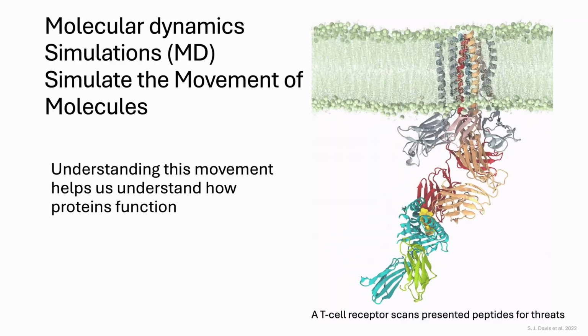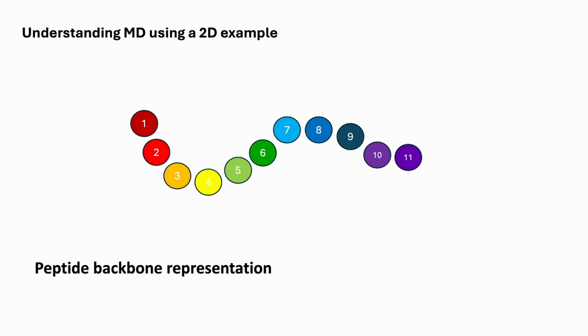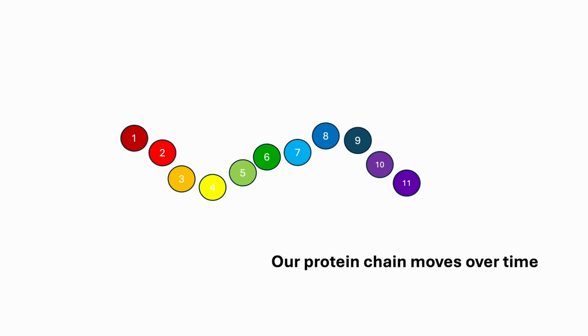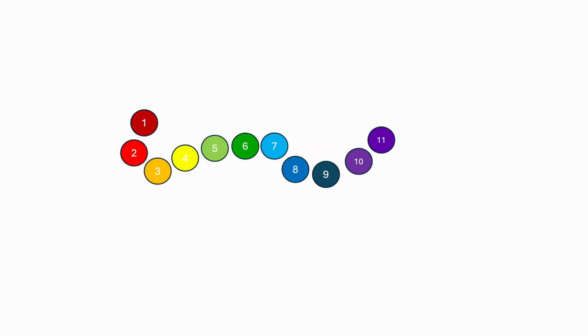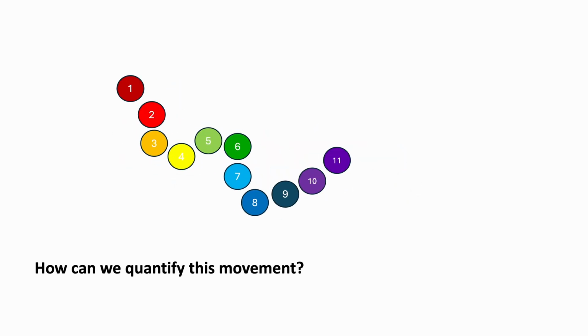information is transferred. Let's think through a protein simulation, but before we deal with 3D, let's imagine a short peptide sequence moving in two-dimensional space. We'll use this 11 residue peptide. So, our chain moves over time under the forces, some get closer, some get further away, and we can make this a little animation. But we might want to know, how can we quantify this movement?